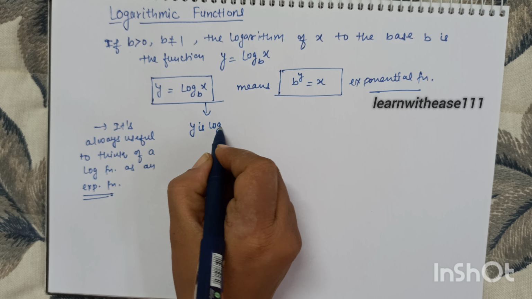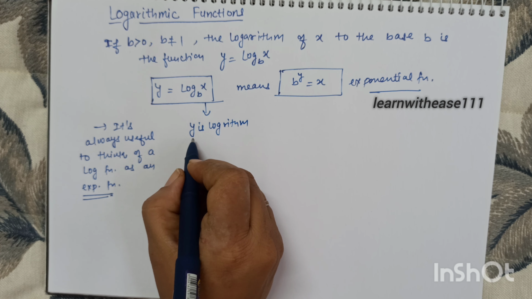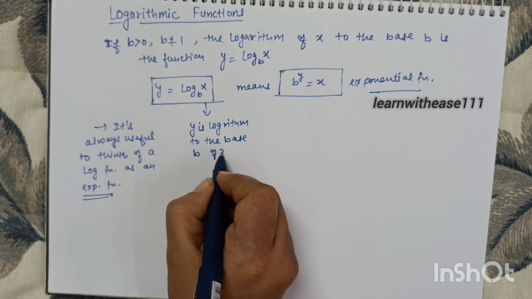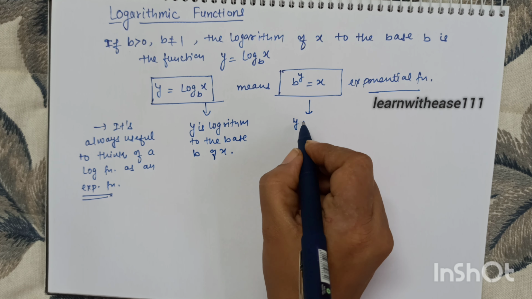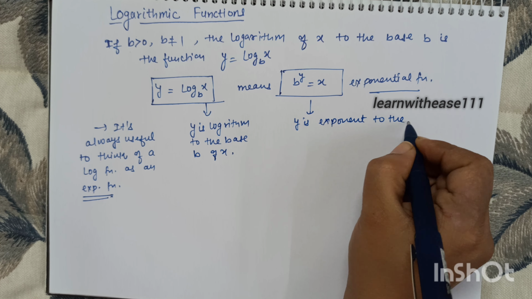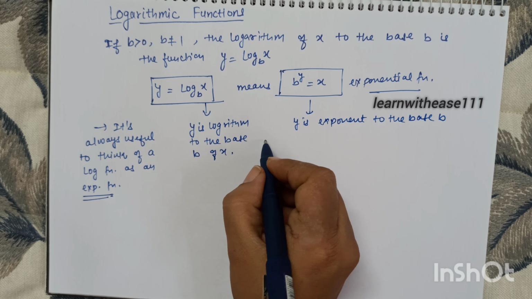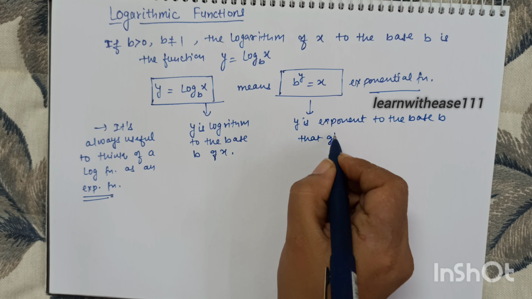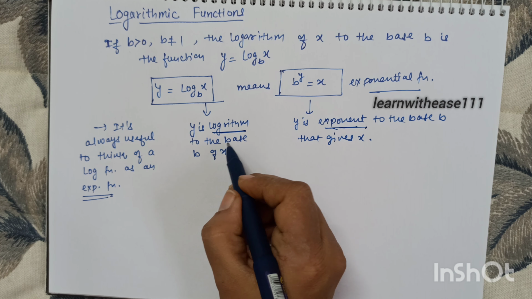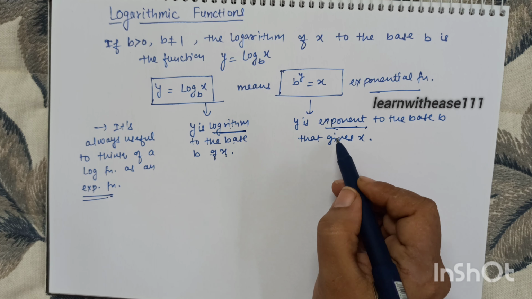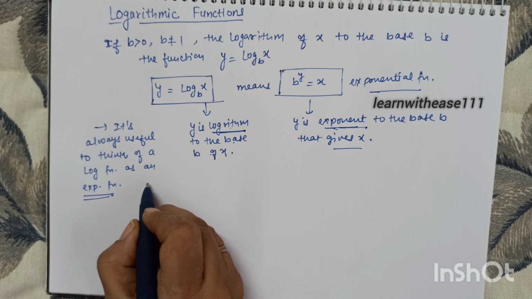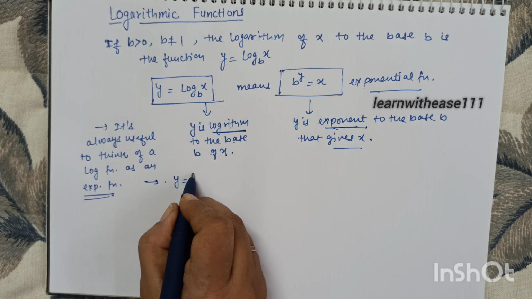So in words we write it as: here y is the logarithm to the base b of x, and here we write it as y is the exponent to the base b that gives us x. So check the link: logarithm is replaced by exponent, to the base b is the same, and here to the base b of x, and here to the base b that gives us x.